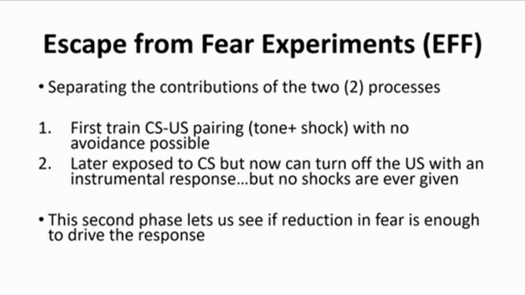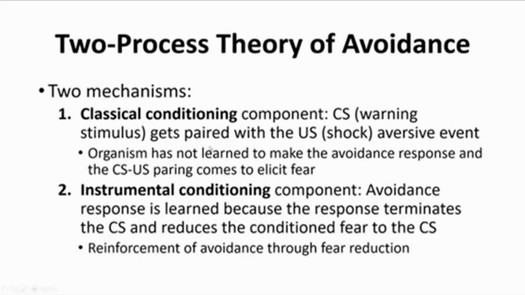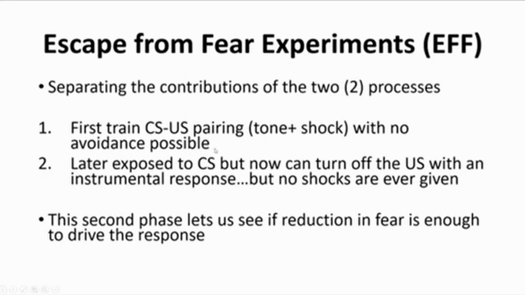So you're just learning that there is an association, that there is a link between that tone and shock. So this is the same as before. Our classical conditioning component, our CS, is paired with our US, and we come to elicit a fear. We experience fear because of that pairing. So the conditioned stimulus elicits a fear response because of that pairing. So that part isn't really different except for the no escape, no avoidance part. Next, this is where it starts to change.